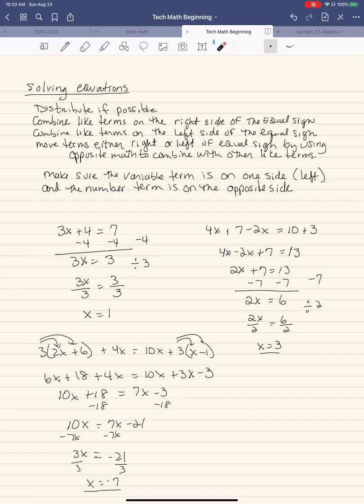I happen to move the number first because I want to keep the variable on the left and the numbers on the right, so I'm moving this 18 by subtracting it. So I get 10x equals 7x minus 21. Finally, I got to switch the 7x on the right to the left, so it's opposite math. So I subtract 7x. So I get 10x take away 7, that's a 3x, equals minus 21. Finally, divide both sides by 3 to isolate the x. X is a minus 7.